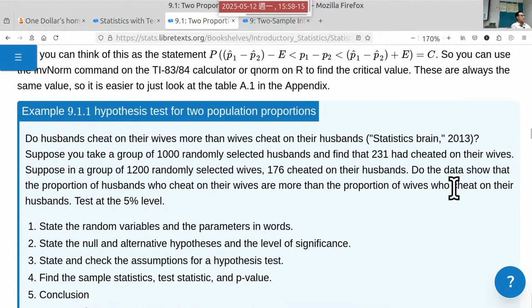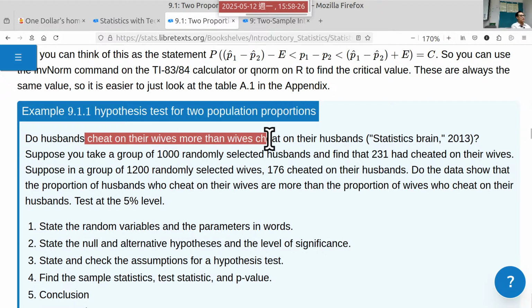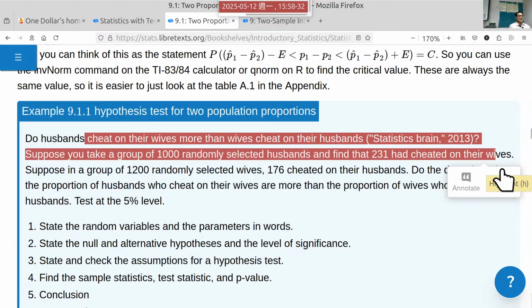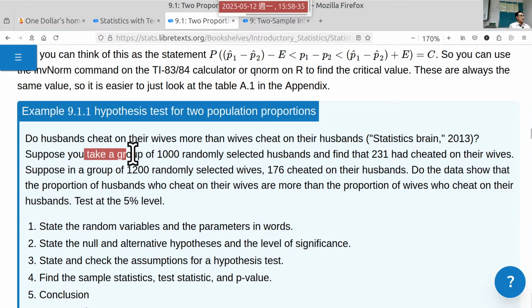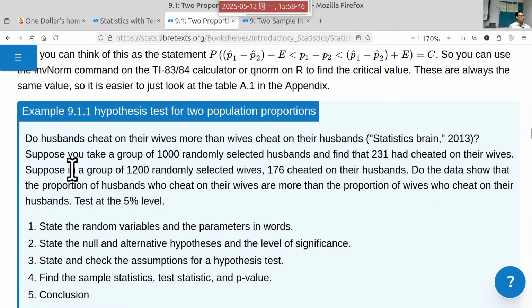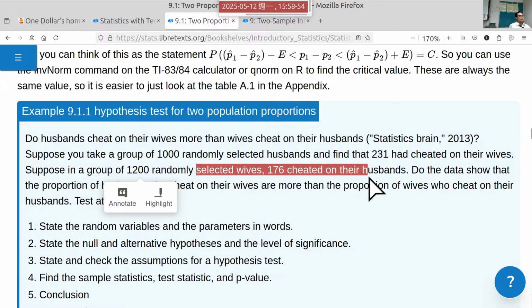Okay, let's move to example 9.1. Hypothesis test for two population proportions. The husbands cheat on their wives more than wives cheat on their husbands. It's very interesting statistics. Suppose you take a group of 1,000 randomly selected husbands and find that 231 had cheated on their wives. Suppose in a group of 1,200 randomly selected wives, 176 cheated on their husbands.